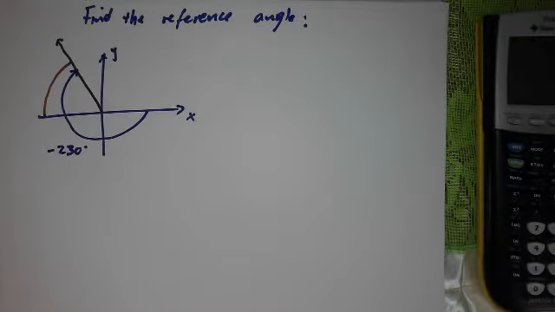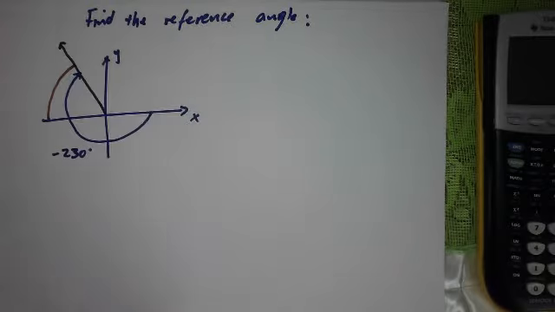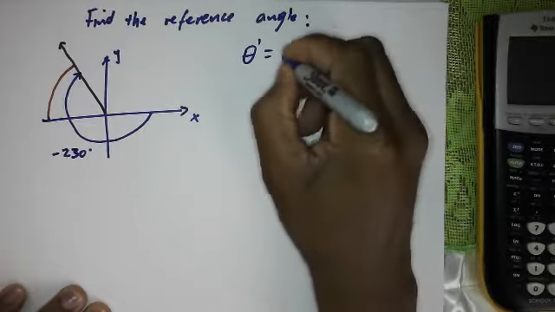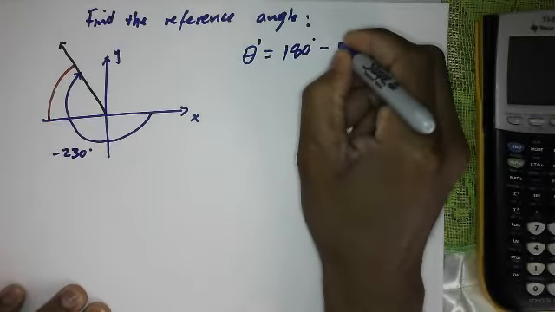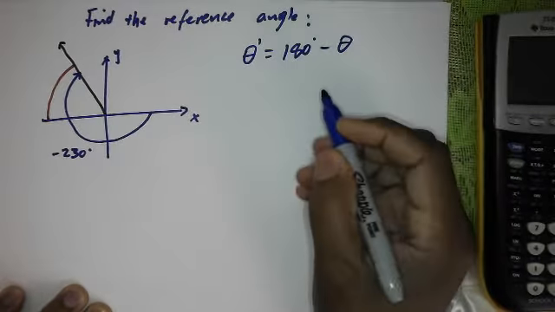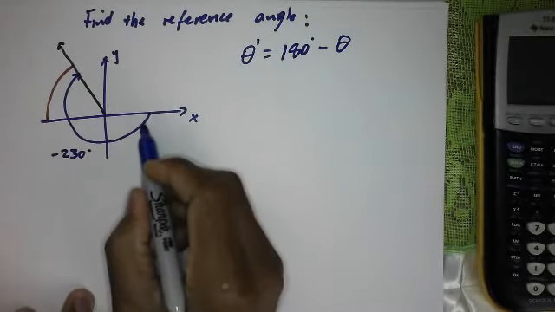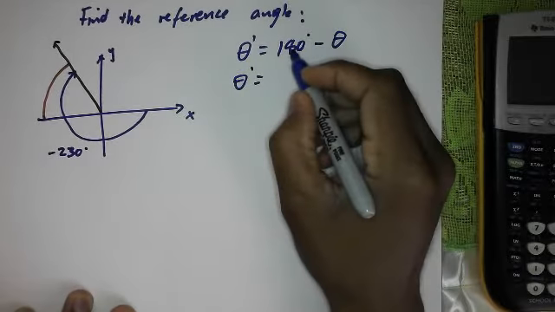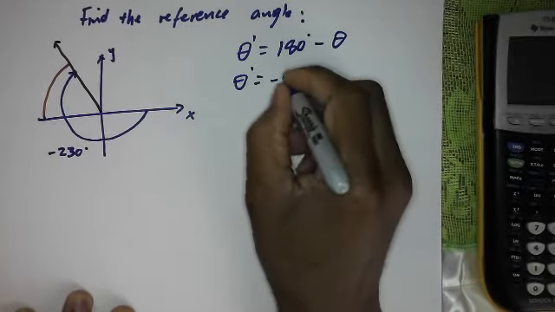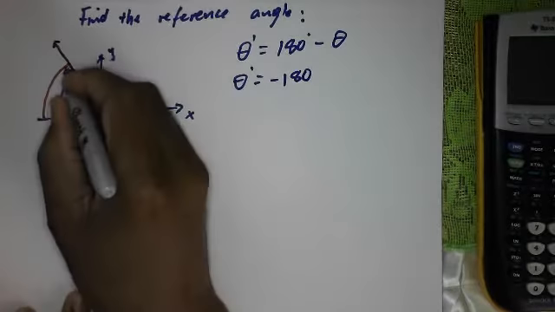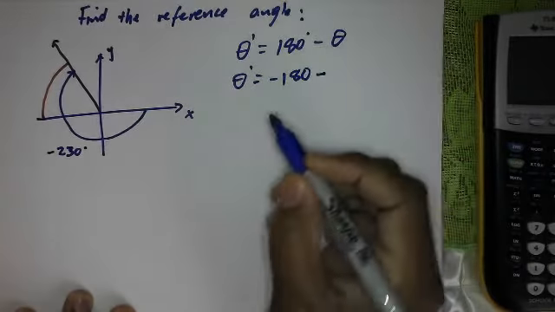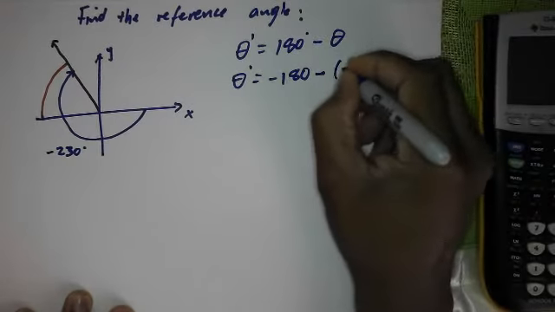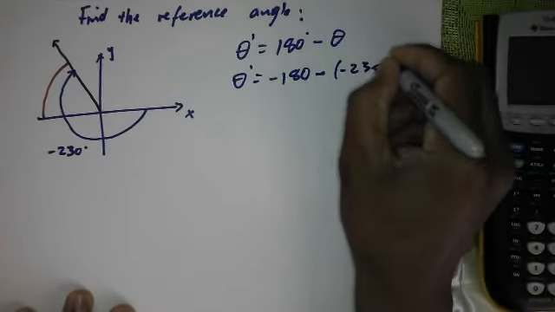All right, and because your reference angle is in the second quadrant, then your reference angle, which is theta prime, is equal to 180 degrees minus the angle you get in the question. Okay, so because we went in a negative direction, this 180 is going to be negative 180, minus the angle that we get in the question, which is negative 230. So that is minus negative 230 degrees.